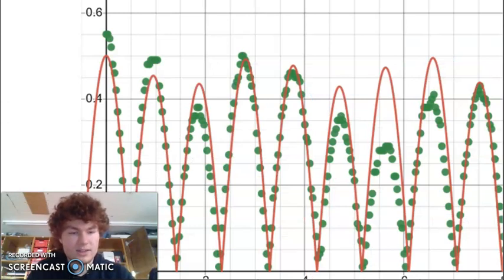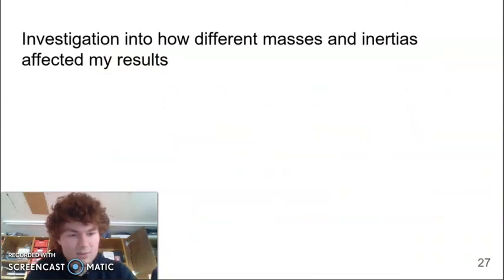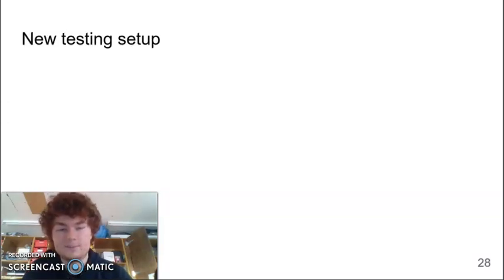The discrepancies in my data are due to unwanted energy loss through friction and vertical movement that detracts from the y movement, although I strive to keep these constant. The next steps in my investigation was to investigate how different masses and inertias affected my results. My main goal was to find what mass and inertia resulted in the most efficient energy transfer. For this, I needed more data.